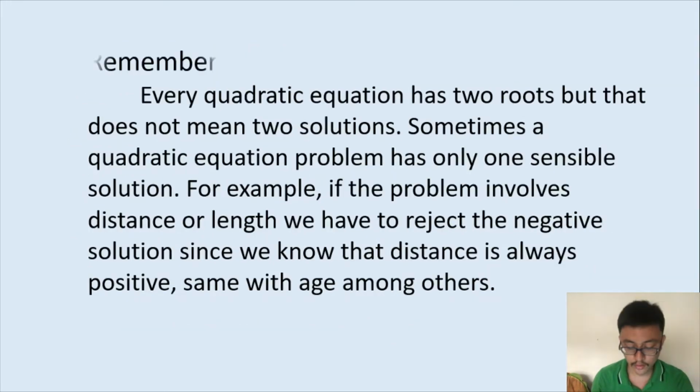So, you have to remember that in every quadratic equation, it has two roots, but that does not mean two solutions. So, meron kasi mga case na gano'n. Sometimes, a quadratic equation problem has only one sensible solution. So, for example, if the problem involves distance or length, we have to reject the negative solution since we know that distance is always positive. Same with age among others.